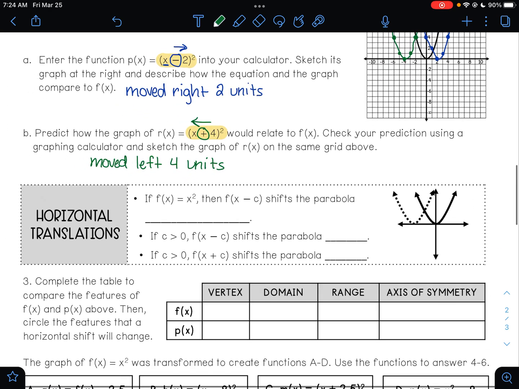So let's summarize this. If f of x equals x squared, then f of x minus c shifts the parabola horizontally, which means it's going to move left or right.